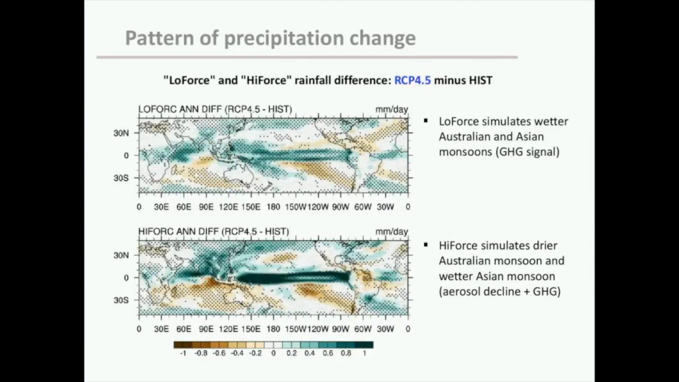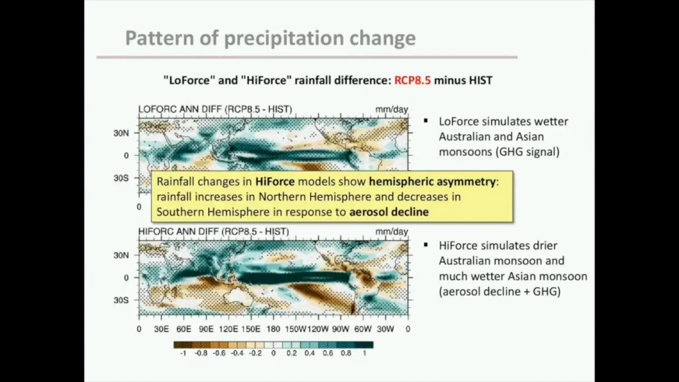If we look at 4.5, we're now starting to see somewhat wetter conditions over both the Asian monsoon and the Northern Australia or Maritime Continent region in the low force models, but in the high force, dry to the south and wet to the north in the Northern Hemisphere monsoon region. And finally, the change in the high emissions case is stronger again. And in particular, you can see this very clear asymmetry for the high force models, where it's becoming drier to the south and wetter to the north.